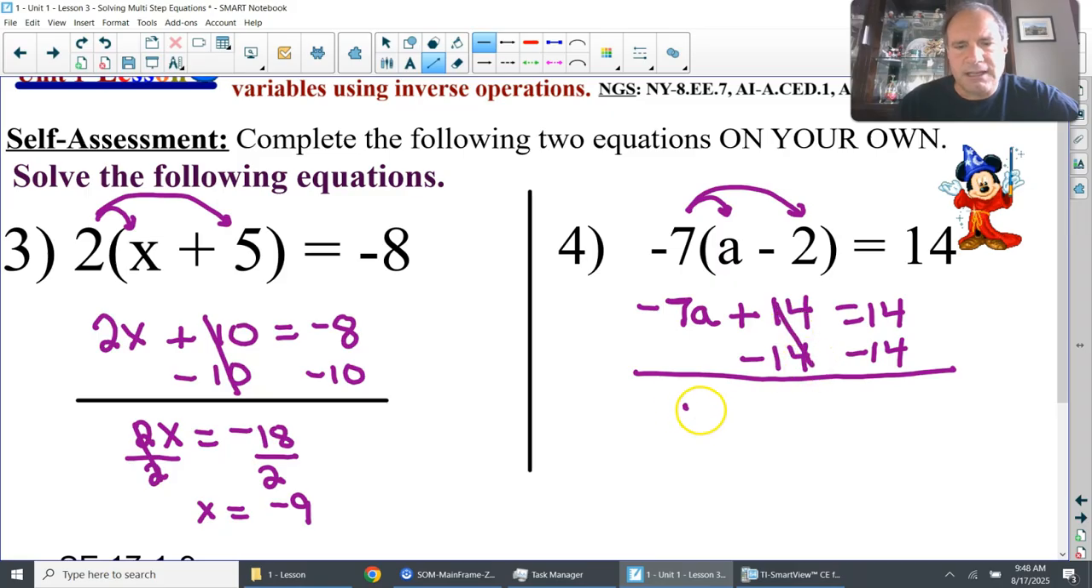This cancels. You get negative 7a equals 0. And then you just go ahead. Don't worry about the 0. You're dividing by negative 7 on both sides using inverse operations, and a equals 0.